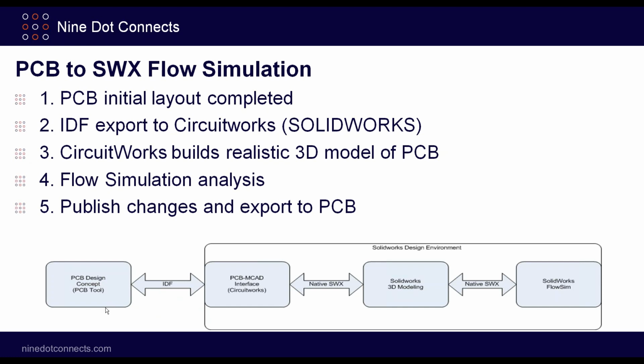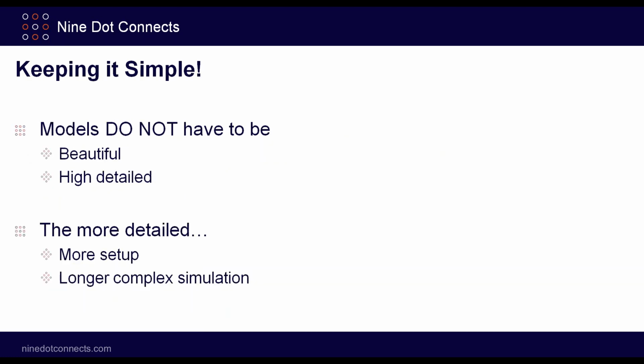CircuitWorks is used to convert the external format called IDF into a realistic 3D model. And then from there, we can go straight into Flow Simulation and start our analysis. The nice thing is the flow is reversible, and we can go back with any changes we need to make in SOLIDWORKS directly back to the PCB tool.